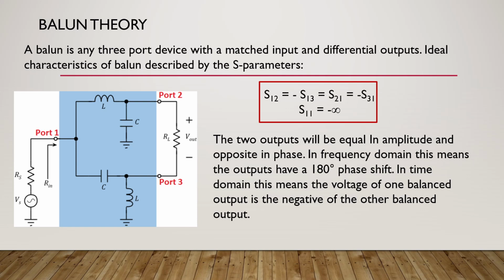The two outputs will be equal in amplitude and opposite in phase. In the frequency domain, this means the outputs have a 180-degree phase shift. In the time domain, the voltage of one balanced output is the negative of the other balanced output.